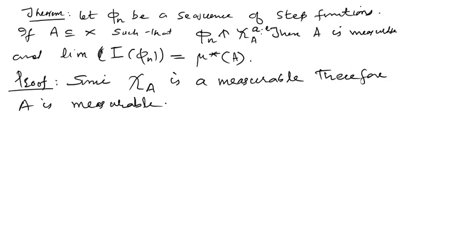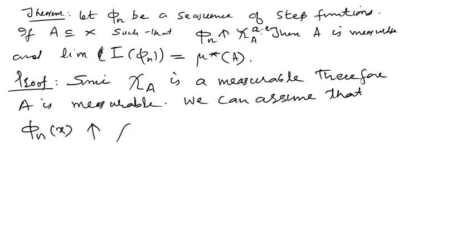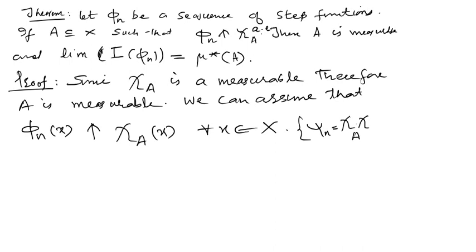Now, as in the previous theorem, we can assume that this phi n of x increases to chi A of x for all x in X. We can replace this step function by psi n, which is equal to phi n, its product with the characteristic function of the set where this convergence holds, say B, where B is a set such that phi n increases to chi A, or the limit of phi n is equal to chi A.